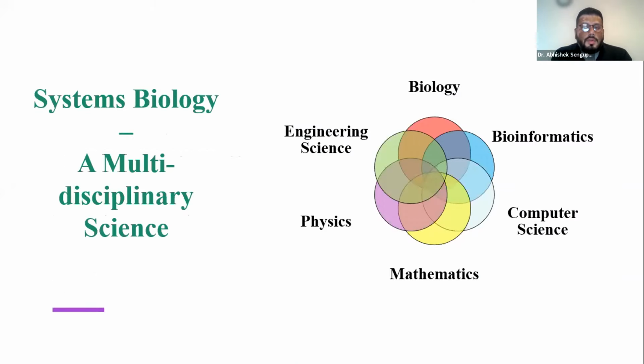Systems biology is a very multidisciplinary field of science. You are all aware of classical bioinformatics, which has always been defined as a multidisciplinary field of science. Similarly, systems biology is a very advanced, applicative field of bioinformatics. So definitely it is also a multidisciplinary field of science, right?